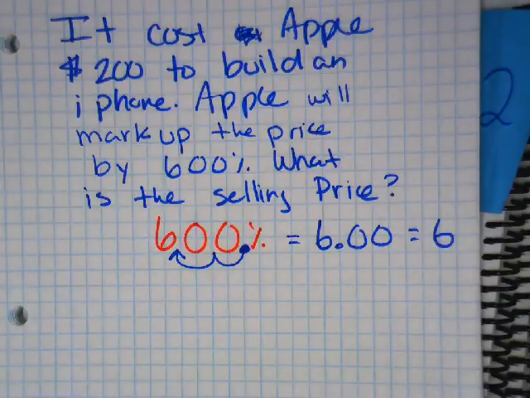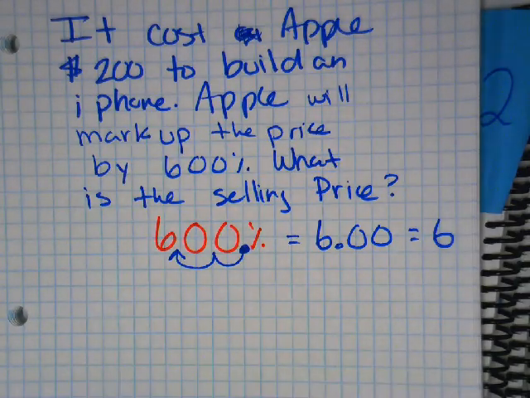No. 0.6 is 60%. All right. So 600%, move it twice. We've been moving twice these decimals all week. It's 6.00 or just 6. Do I need these zeros? No. If they're in the back, you can get rid of them. Now, if they were in the front, can't get rid of them.